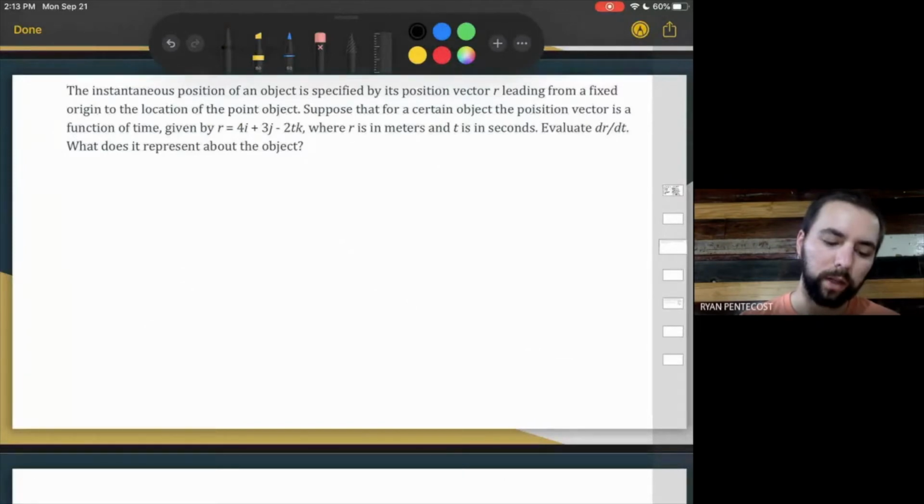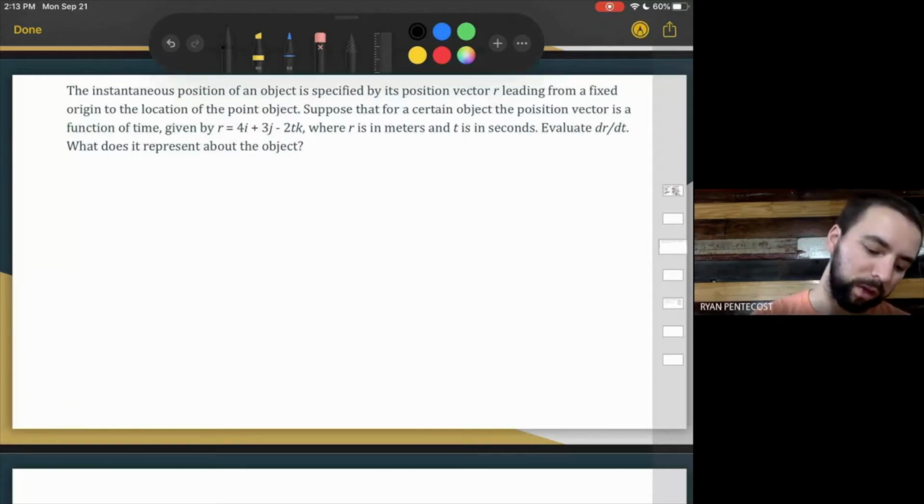Now, the instantaneous position of an object is specified by its position vector r, leading from a fixed origin to the location of the point object. Suppose that for a certain object, the position vector is a function of time given by r equals 4i plus 3j minus 2tk, where r is in meters and t is in seconds. Evaluate dr over dt, and what does that represent for the object?